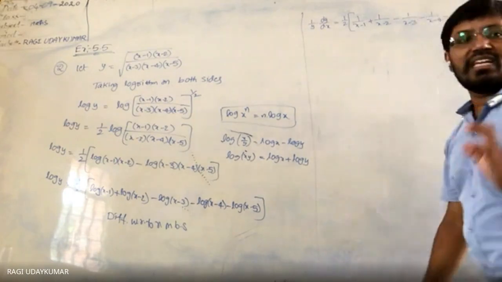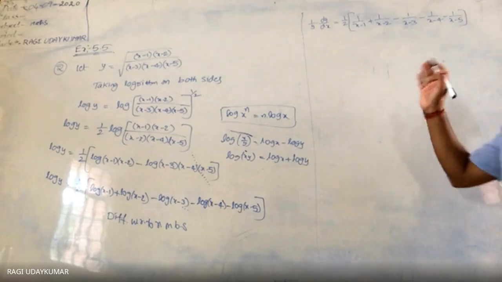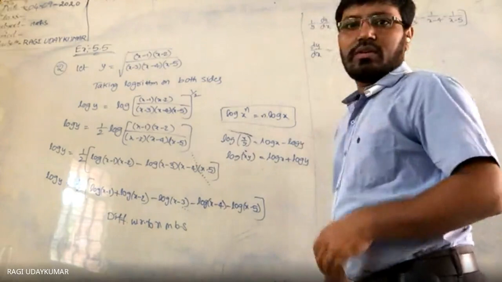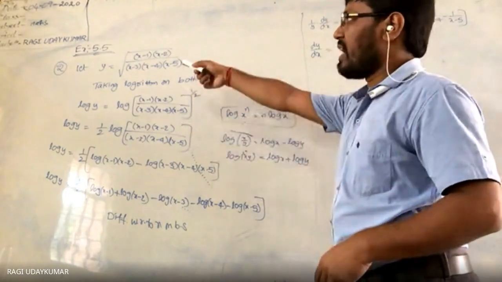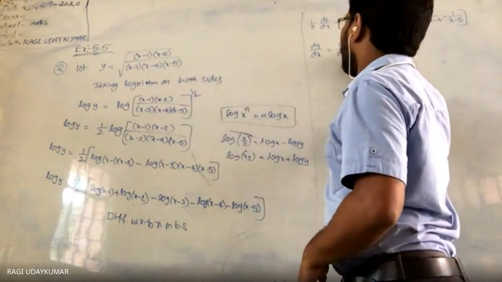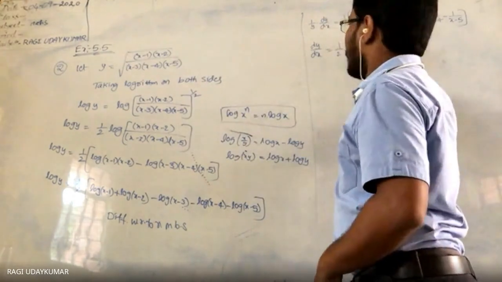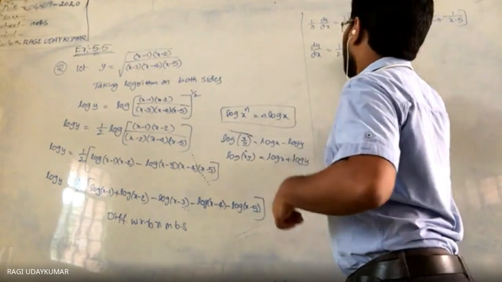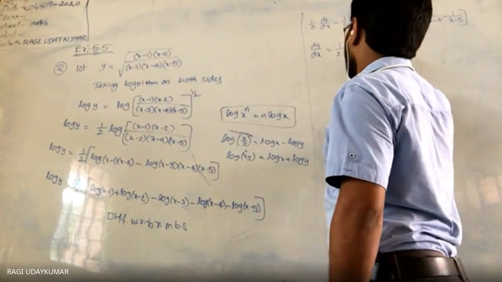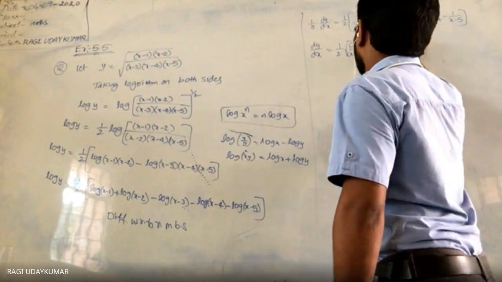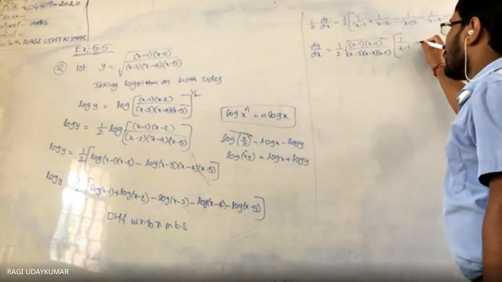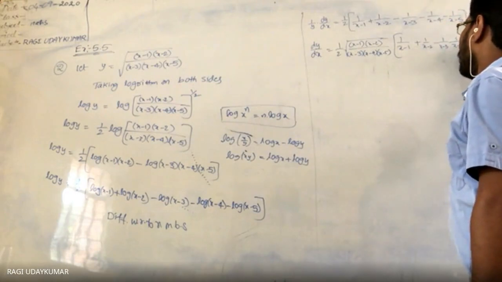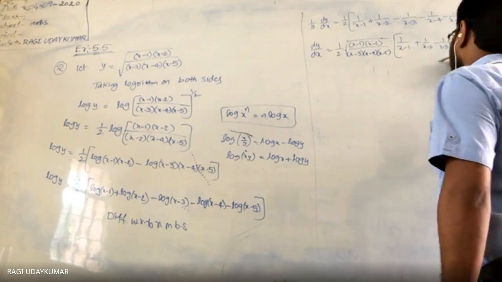We are not supposed to leave it like this. We need to find dy by dx. So take this y to the right side. So we are going to get dy by dx is equal to y by 2. So y is what you have taken, that you have to write. So 1 by 2 into y you are going to get. In the place of y I am writing again x minus 1 into x minus 2 by x minus 3 into x minus 4 into x minus 5, in the bracket 1 by x minus 1 plus 1 by x minus 2 minus 1 by x minus 3 minus 1 by x minus 4 minus 1 by x minus 5. This is the final answer.